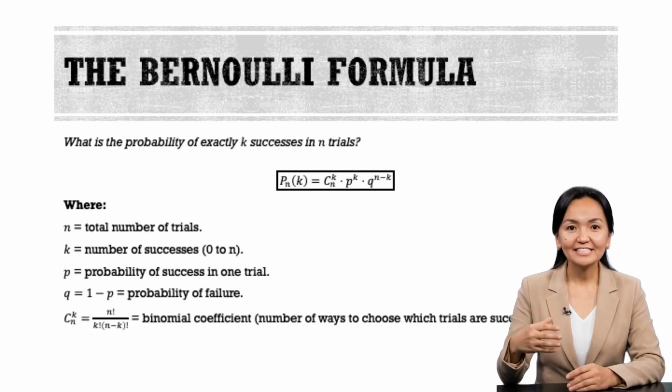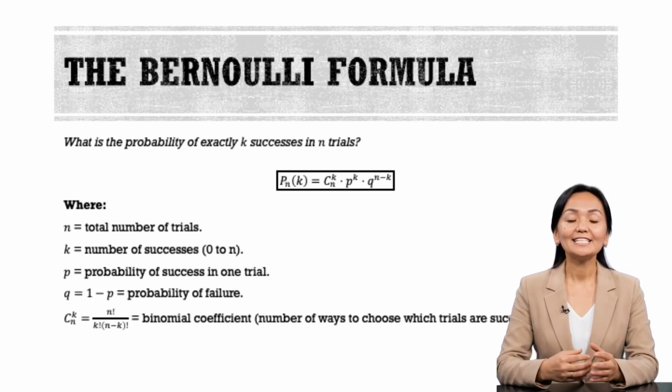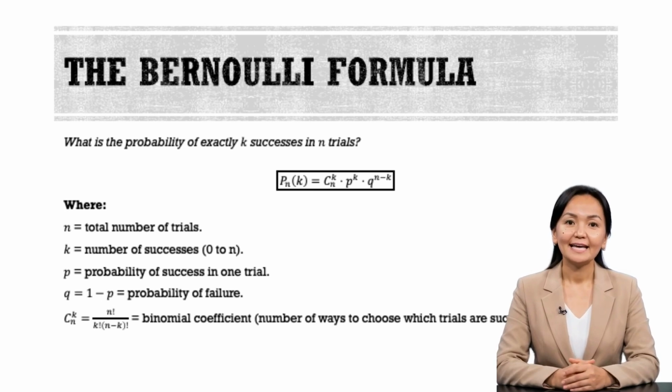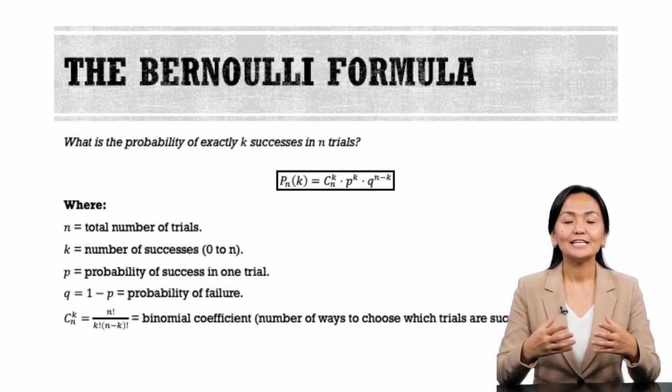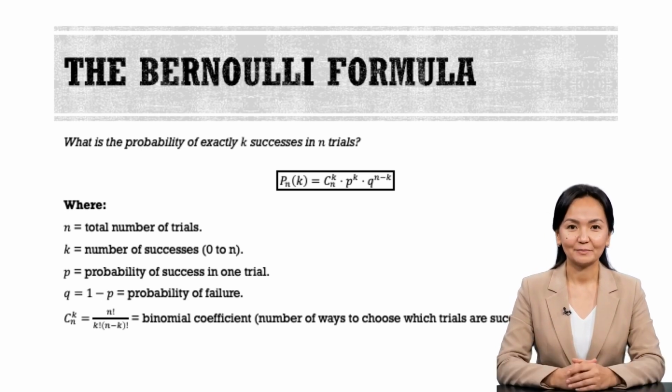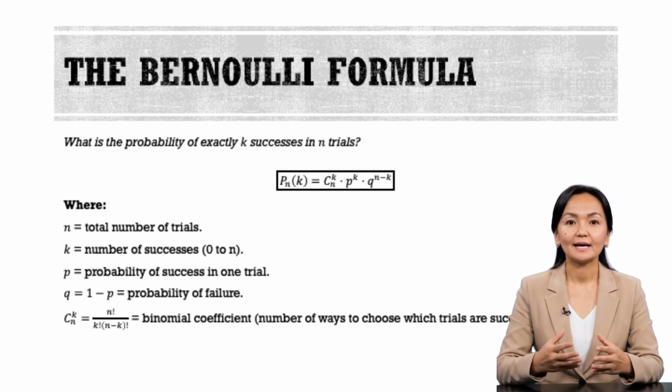Now we arrive at the centerpiece of today's lecture, the Bernoulli formula. It answers the question: what is the probability of obtaining exactly k successes in n independent trials? The formula is P_n(k) equals C(n,k) times p to the power of k times q to the power of n minus k.